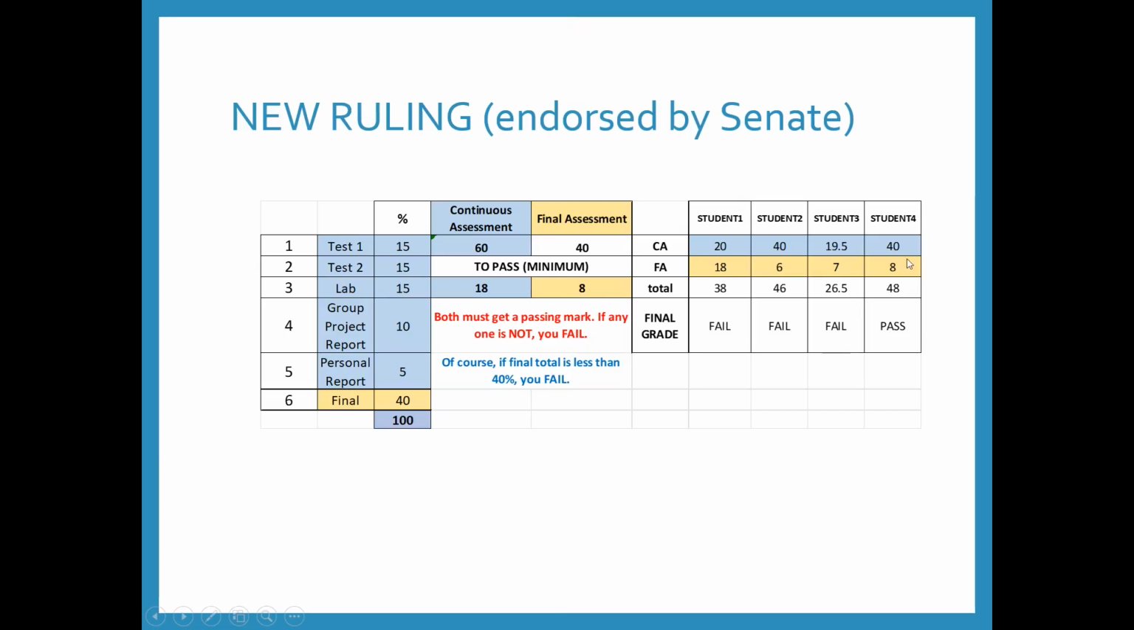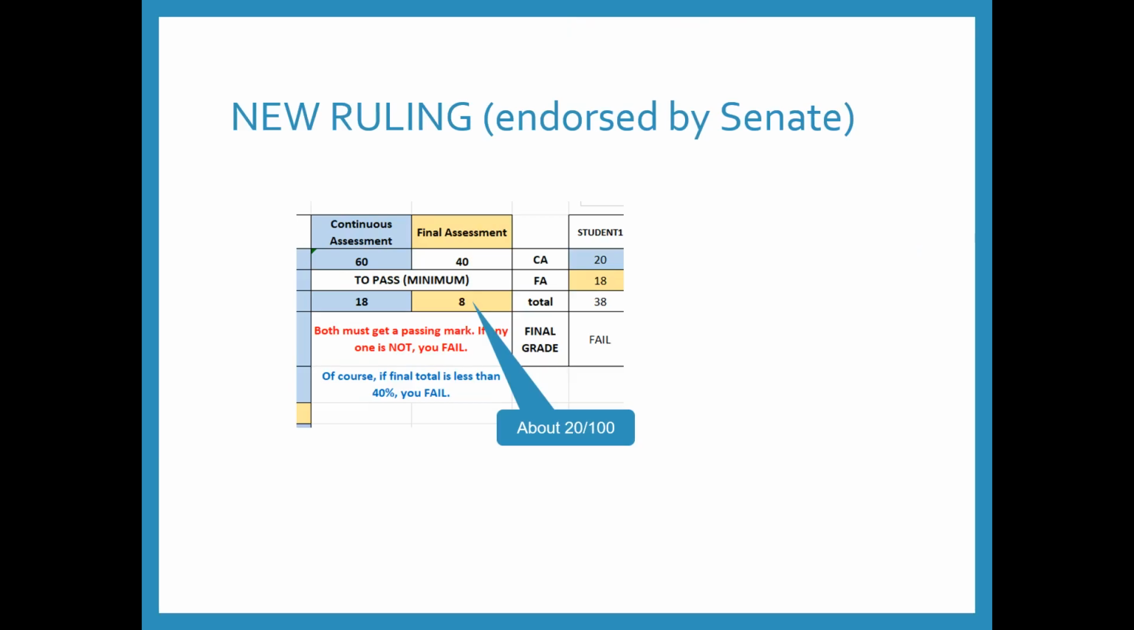So in all things that count, this student fails. And then student 4, he has 40 out of 60 and has 8, the very minimum for the final assessment. His marks is over the passing grade and he passes. It's very important for you to make sure that every assessment, be it lab, be it project, be it test, you do that to the best of your ability. Okay? So 8 out of 40 for the final exam is about 20 out of 100. Definitely you can do that. If you cannot do that, something is really wrong.